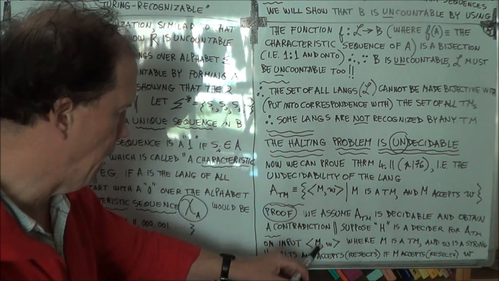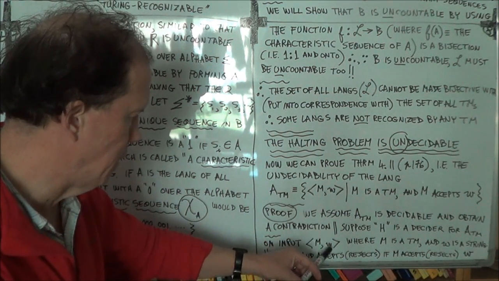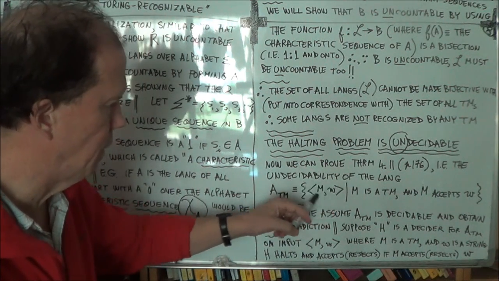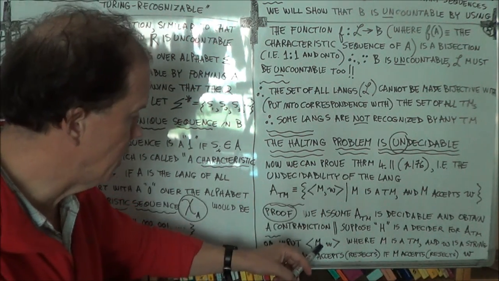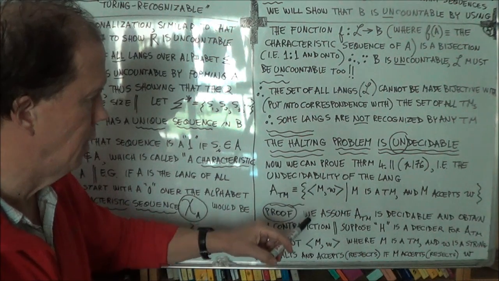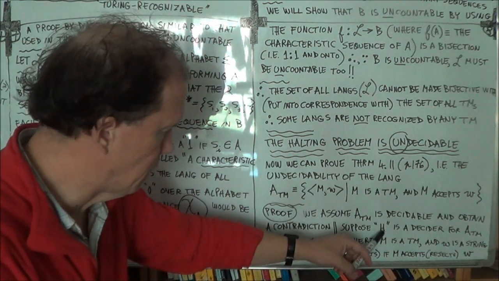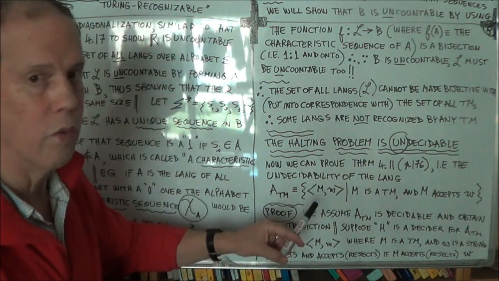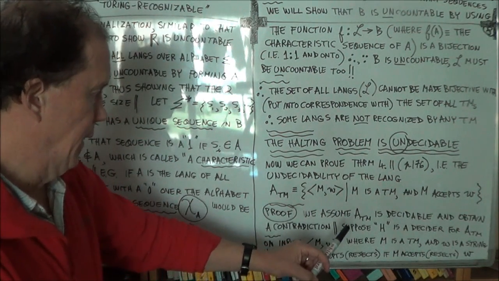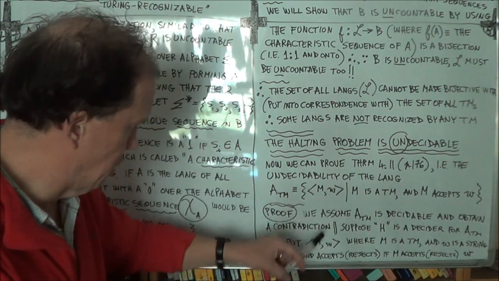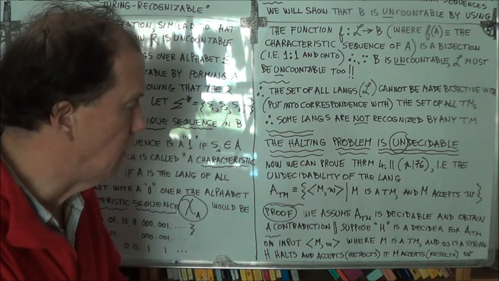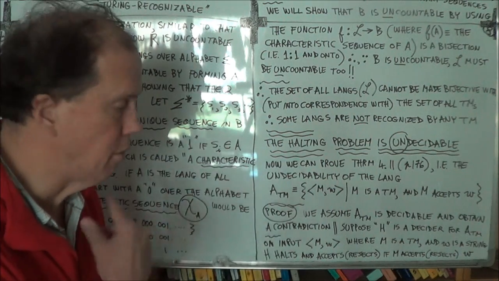Now, let's see what happens if M does not accept W. Then this ordered pair <M, W> is not in this language. I hope you're following all this reasoning. So if M does not accept W, then this pair is not in this language, and therefore this Turing machine H should reject this pair, because H is a decider. So in other words, H should reject this pair if M rejects W. If that was too fast for you, rewind.